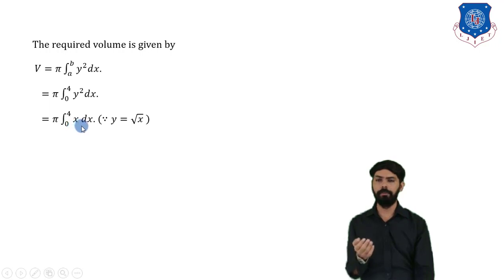Now here we will have to take integration of x with respect to x. So it will be x square divided by 2. So this will be pi into x square divided by 2, and limit will be from 0 to 4. Now here first of all we will replace x by 4, then minus we will replace x by 0. So it will be 4 square divided by 2, that is 16 divided by 2 minus 0. And 16 divided by 2 is 8. So this will be pi into 8 minus 0. So this will be 8 pi. Therefore volume is 8 pi.